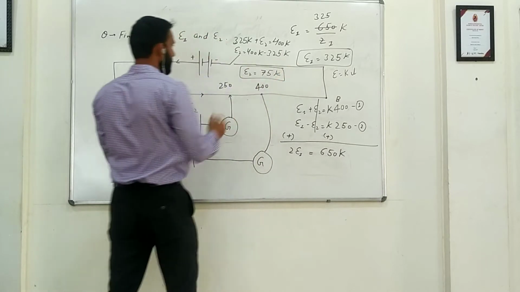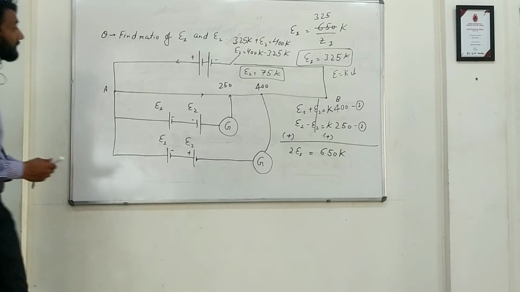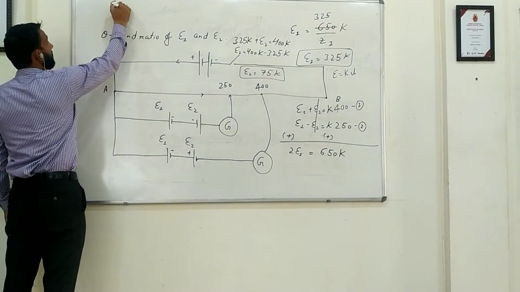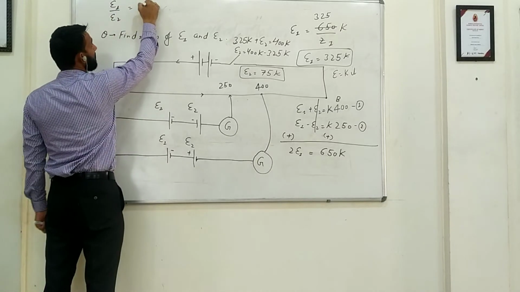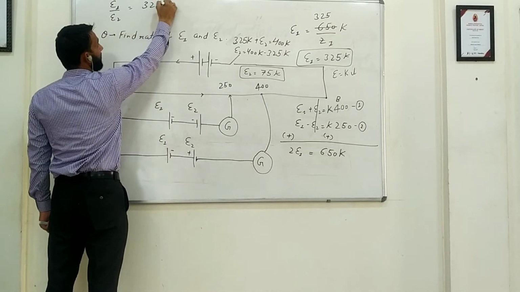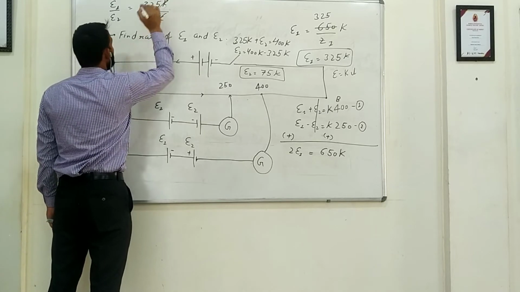E2 is this. Now you have to take out the ratio of E1 and E2. So what will be the ratio of E1 and E2? If you calculate the ratio, E1 by E2 will be equal to, how much is E1? 325 K upon 75 K. K goes up.